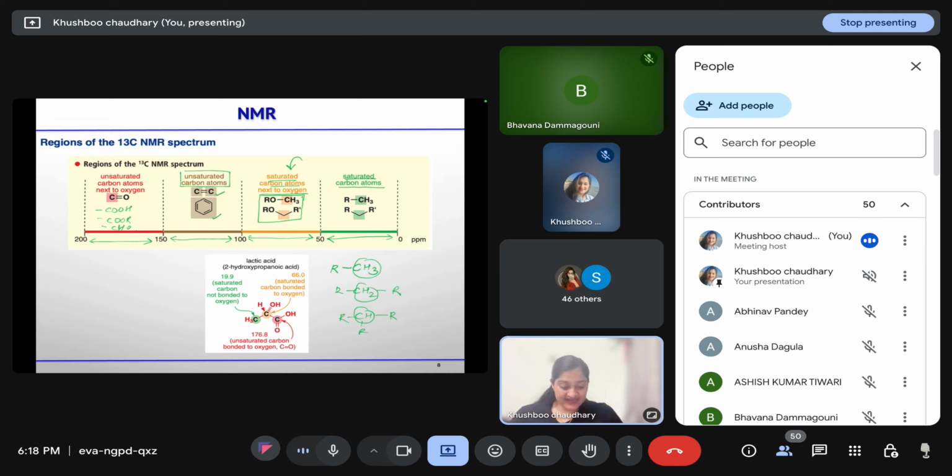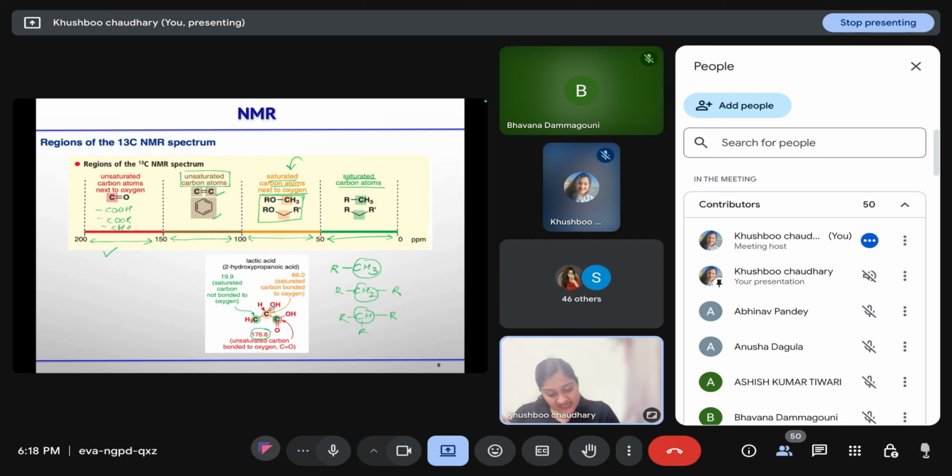So let us take again the example of lactic acid, and let us see whether this classification is correct or not. If we are considering lactic acid, this carbon is attached to the heteroatoms, through a double bond. So this is an unsaturated carbon attached to the oxygen. The delta value for this carbon is 176.8. That means it will rise in the fourth region, 150 to 200.